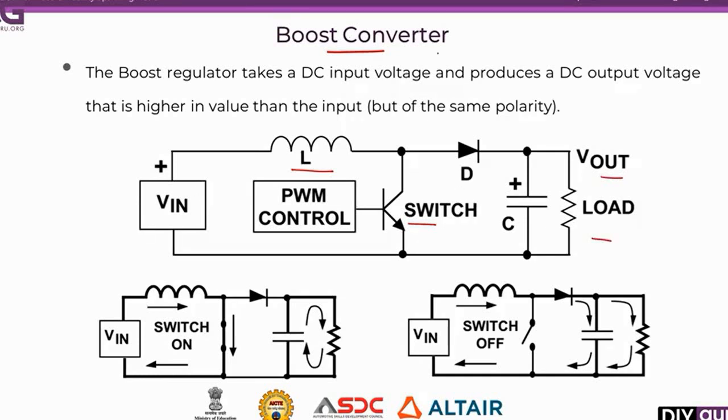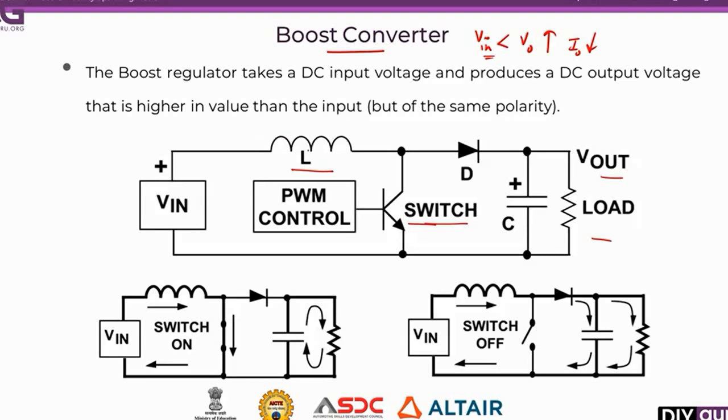See, in the boost converter, the input voltage will be less than the output voltage. In other words, the output voltage will be high when compared to the input voltage, but the output current will be less when compared to the input in the boost converter. The same pulse width modulation technique is used to turn the switch on and off.